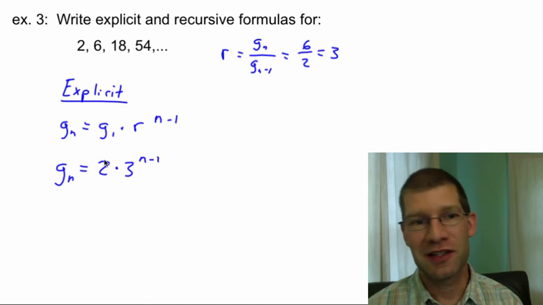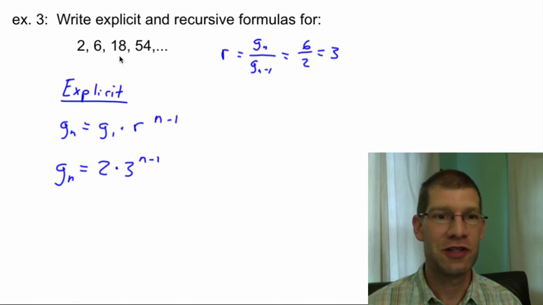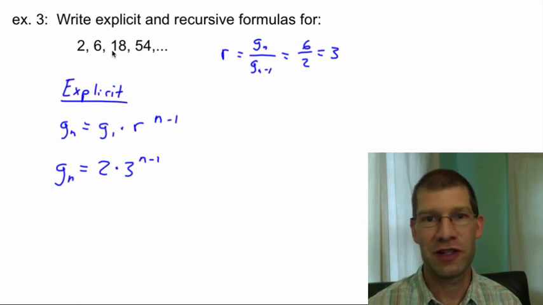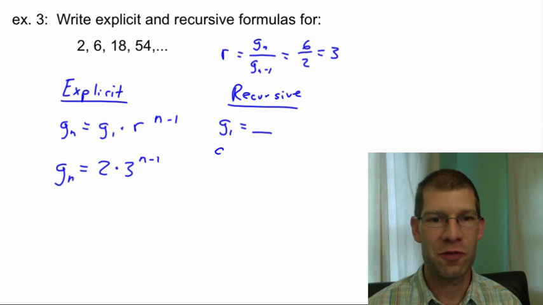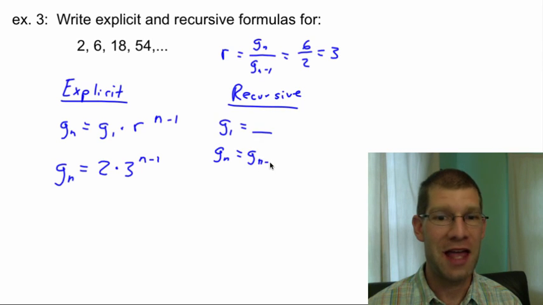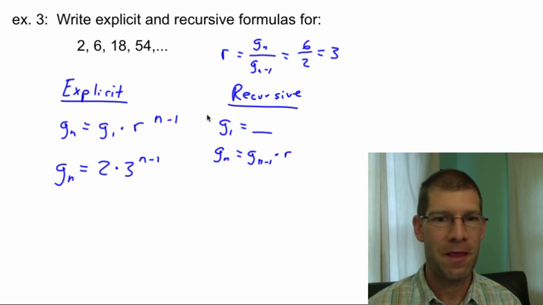And when you get questions that say, is it a geometric sequence or not, that's what you could do: take each term divided by the one before and see if you get the same constant ratio for each one. Alright, the very last thing, we have our recursive formula. Well, that one we had 2 things to fill in. We filled in what the first term was, then we had g sub n equals g sub n minus 1. Each term is the previous term times r.